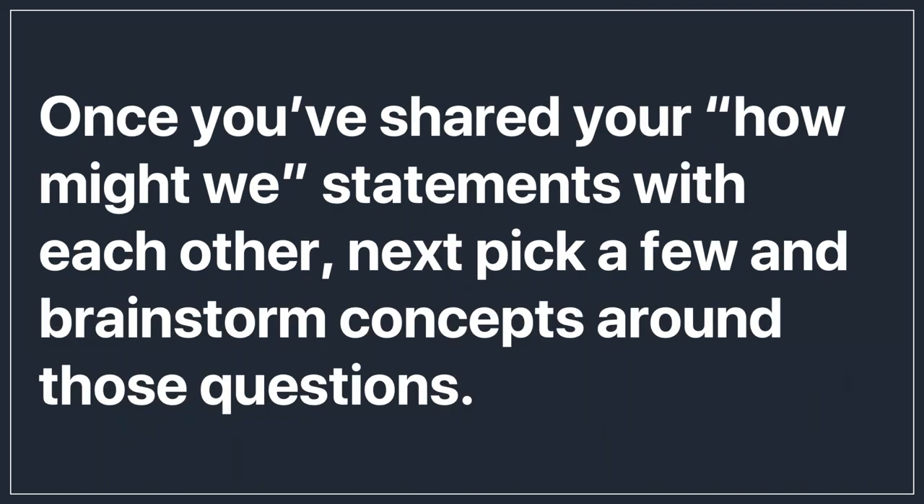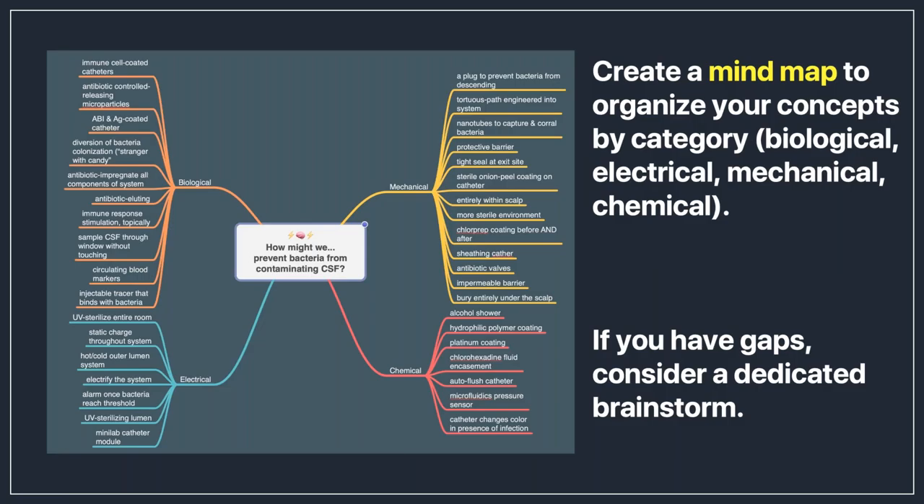So that's what I have here. Once you've shared all of your brainstormed how might we's, then you pick a couple and you brainstorm some concepts. Something that's effective for doing this is to look at categories sometimes.